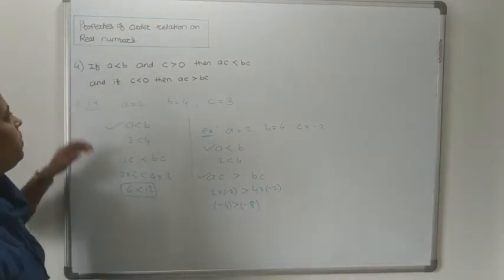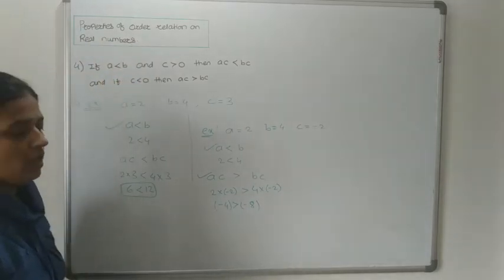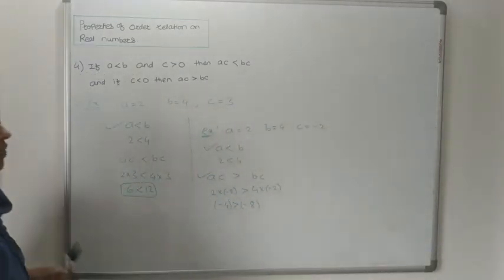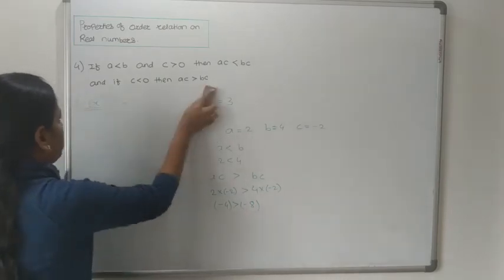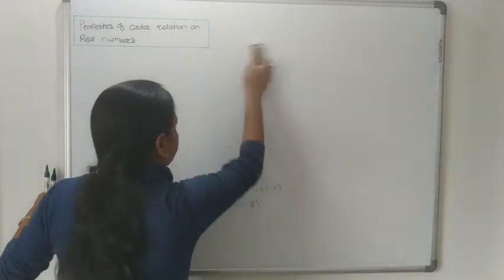Okay. So in this way we have covered the properties of order relation on real numbers. Now the next topic is the square root of negative numbers.